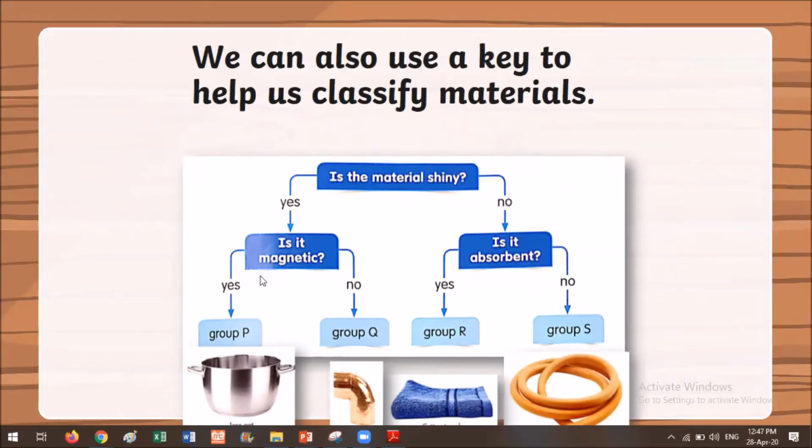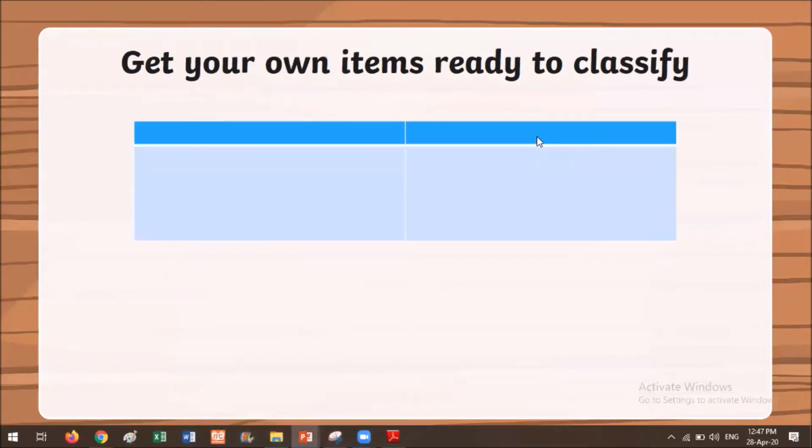What we've done is we've now put all of our items into different groupings. So we could be using group P as magnetic and group Q as non-magnetic. Group R we could use as absorbent, and then group S we could use as non-absorbent. So this is the way that we can start grouping our objects. Let's have a look at the next one.